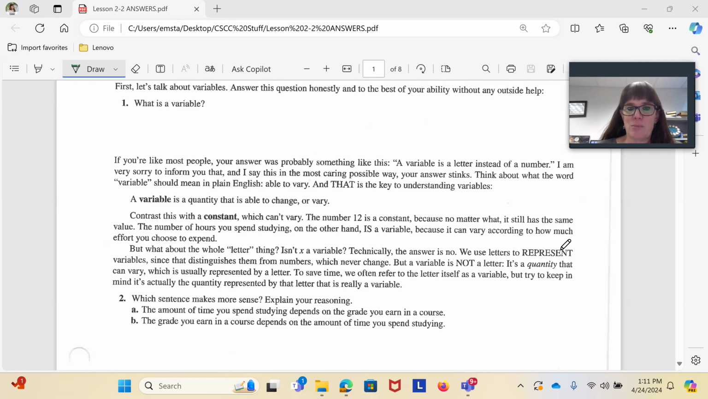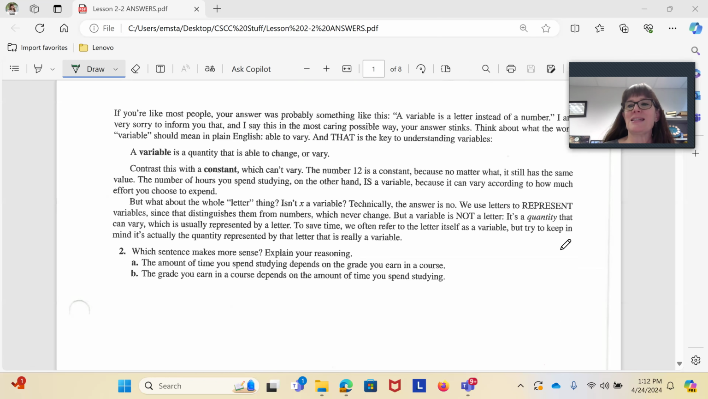Isn't X a variable? Technically, the answer is no until we use it to represent a quantity. We use letters to represent variables, since that distinguishes them from numbers, which will never change. But a variable is not necessarily a letter, it's a quantity that can vary, usually represented by a letter. So to save time, we often refer to the letter as a variable. But it's more that idea that something can change. It's a placeholder. It's holding a place for something.